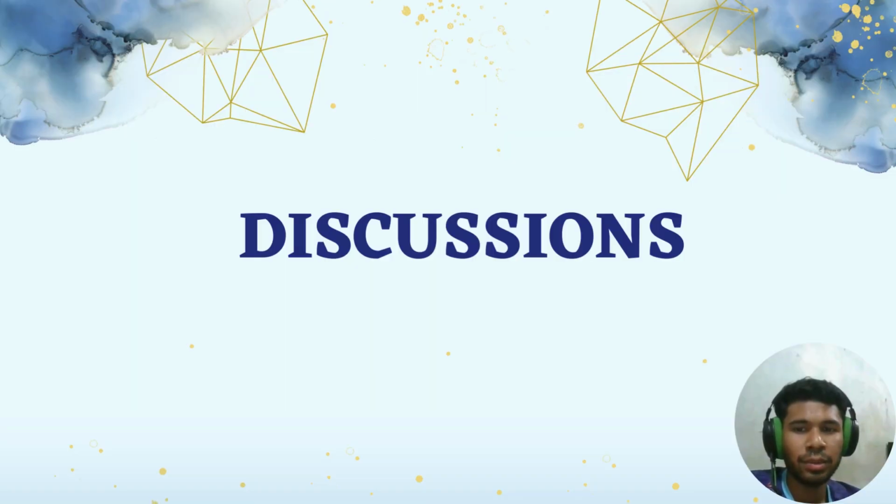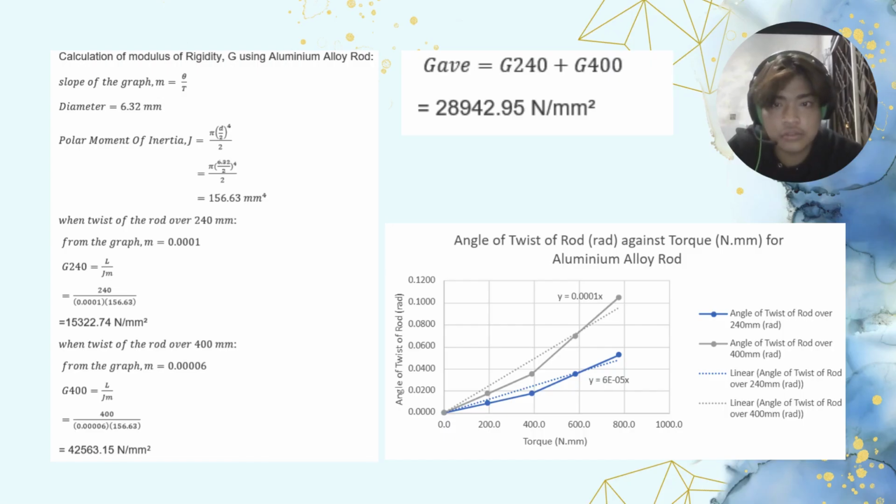Okay, next we continue with the discussion part. So this is the calculation for aluminum alloy rod. This is the calculation that we do for this experiment. So the G average that we get is 28,942.95 Newton per millimeter square, and this is the graph, the angle of twist of rod gradient against torque for aluminum alloy rod.